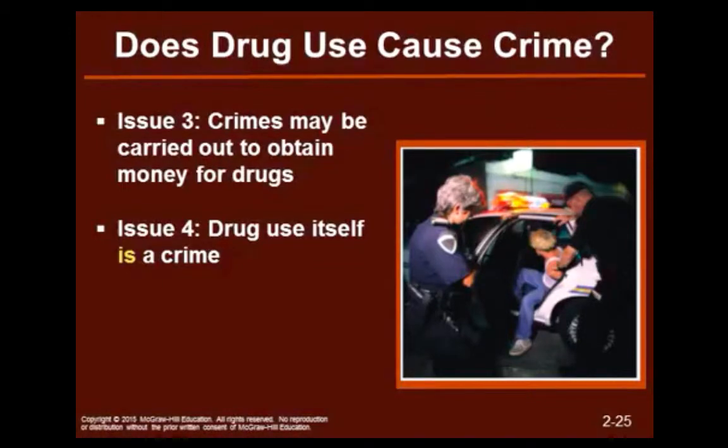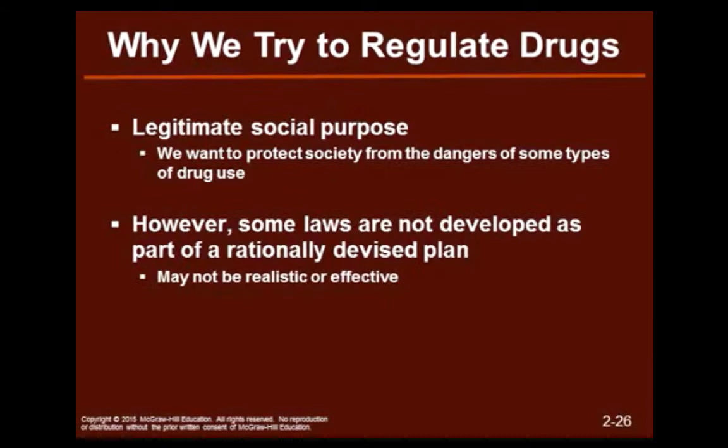And then finally, our fourth issue, in many cases, consuming the drug is a crime in and of itself. So separate from all of those other kinds of possible criminal behaviors, just strictly consuming the drug, like consuming marijuana for recreational reasons here in Nevada, is a crime in and of itself. So we can see how that potential relationship between drug consumption and crime can get complicated to define.